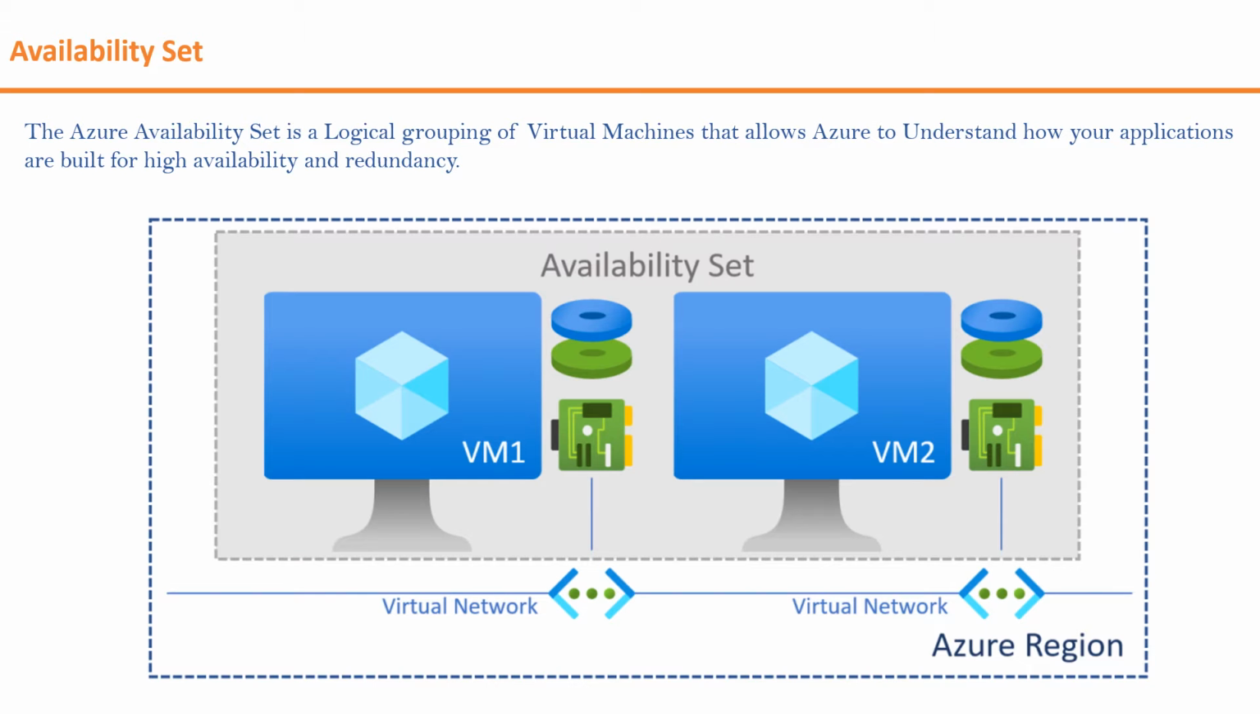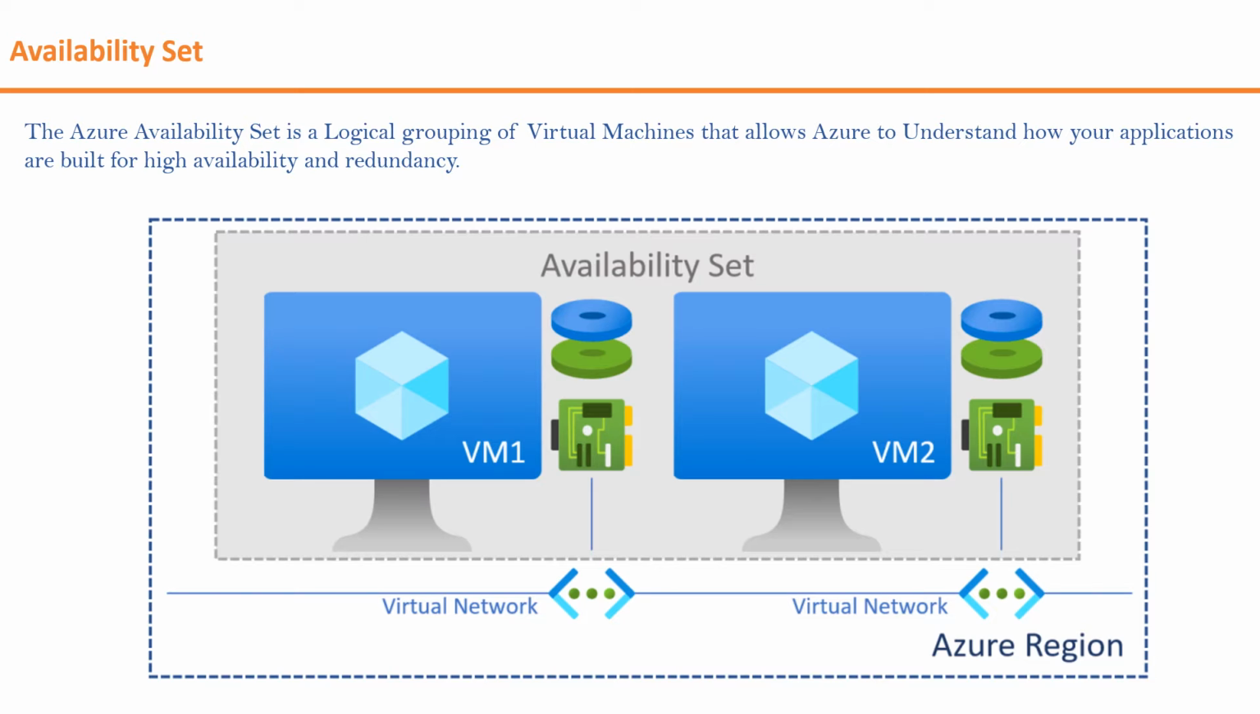Availability set. The Azure availability set is a logical grouping of virtual machines that allows Azure to understand how your applications are built for high availability and redundancy. To ensure high availability of any cloud hosted applications, Azure places your VMs into logical groupings called availability sets. Availability sets ensure that Azure's virtual machines are deployed across multiple isolated hardware nodes in a cluster.